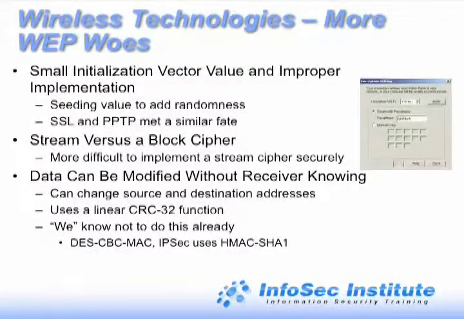Okay, other WEP woes. Basically a small initialization vector, which is the interesting packet or the IV packet. The seeding value is basically used to undo randomness. SSL and PPT meet a similar fate. There's a stream versus block cipher. It's more difficult to implement a stream cipher securely. And data can be modified without the receiver knowing it. And that's the beautiful thing about Wi-Fi in general.